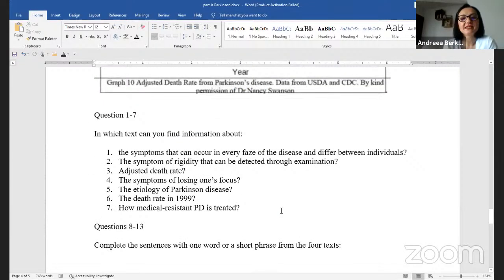Question 6, the death rate in 1999. Now you should be able to reply without even looking at the text. The bar chart, right? We know for sure that it is the only text where they talk about death rate or where we have death rates per year. Okay, question 7, how is medication-resistant PD treated?